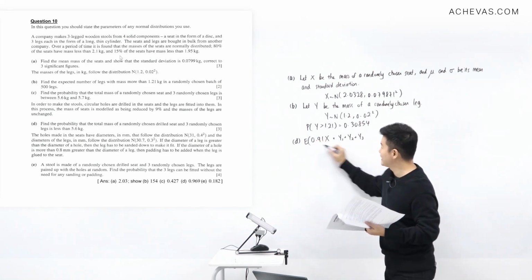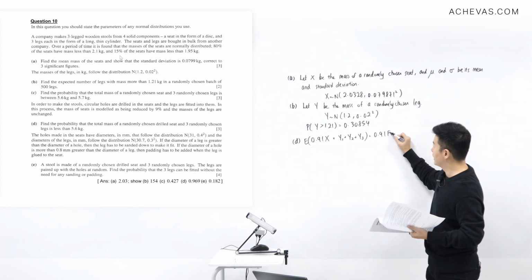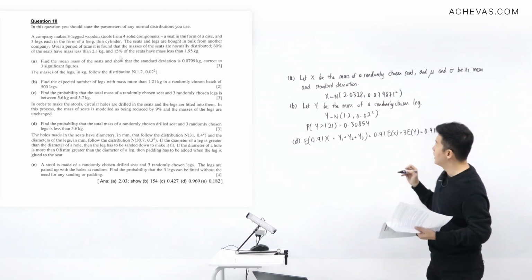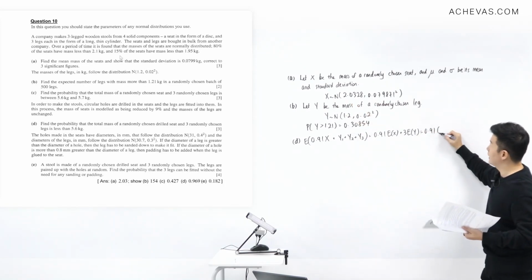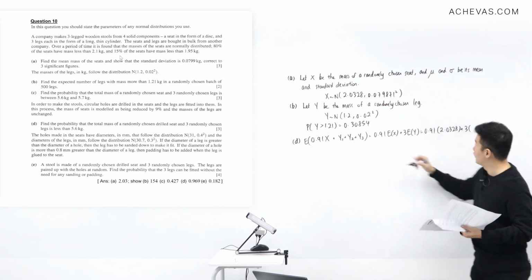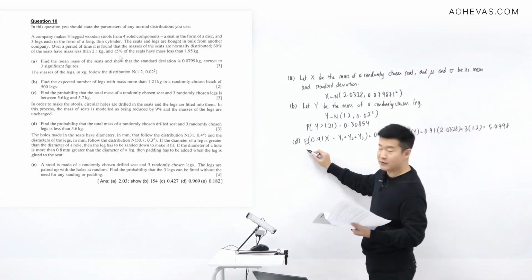Let's try to find the expectation of this. This is equal to 0.91 times the expectation of x plus 3 times the expectation of y. So it's 0.91 multiplied by the expectation of x, 2.0328, plus 3 times the expectation of y. So I have a 1.2 here. This is equal to 5.4498.